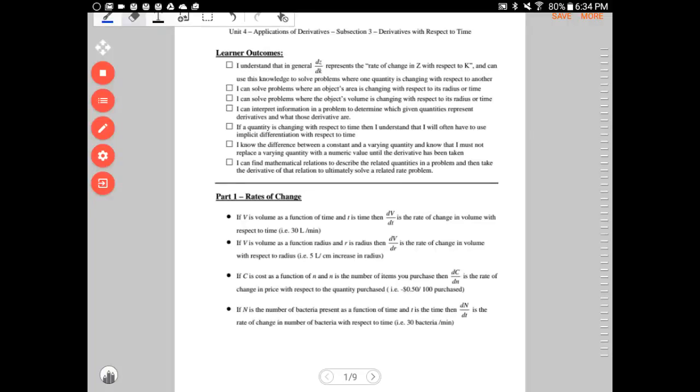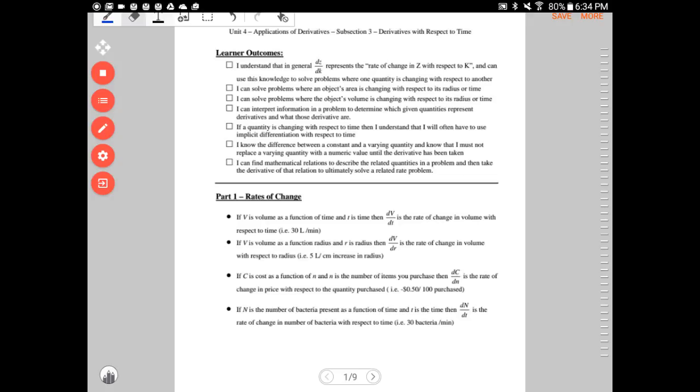Unit 4, Applications of Derivatives, Subsection 3, Derivatives with Respect to Time. Okay, so there's a bunch of learning outcomes for this particular section. First up, I understand that in general, dz over dk represents the rate of change in z with respect to k, and can use this knowledge to solve problems where one quantity is changing with respect to another. We're going to see that here right away.